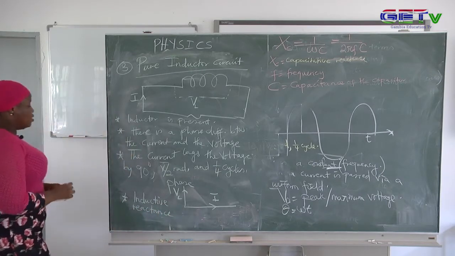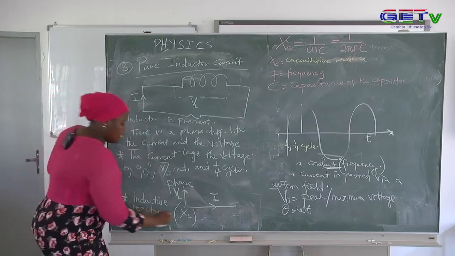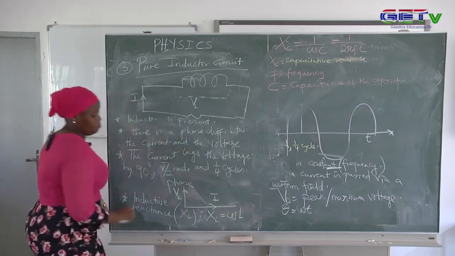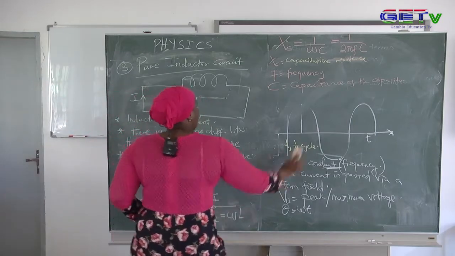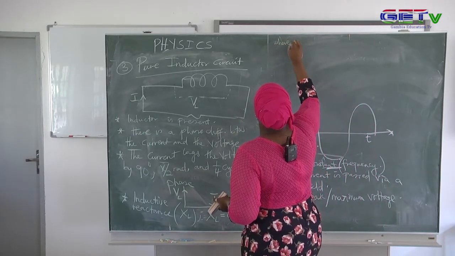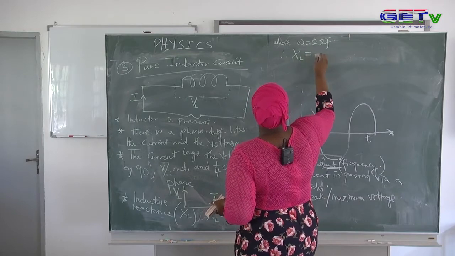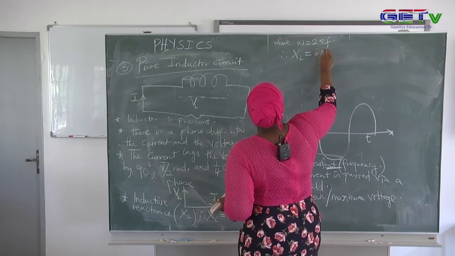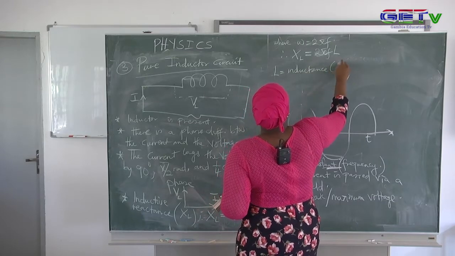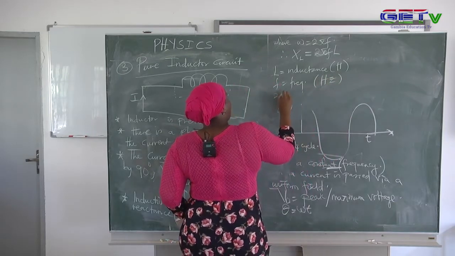The inductive reactance just opposes the flow of current in this particular circuit, and it is denoted as XL. Mathematically, it is given as XL equals omega times L, where omega is 2 pi f. Therefore XL is also given as 2 pi f times L, where L is the inductance measured in Henry, f is the frequency measured in Hertz, and 2 pi is just a constant.